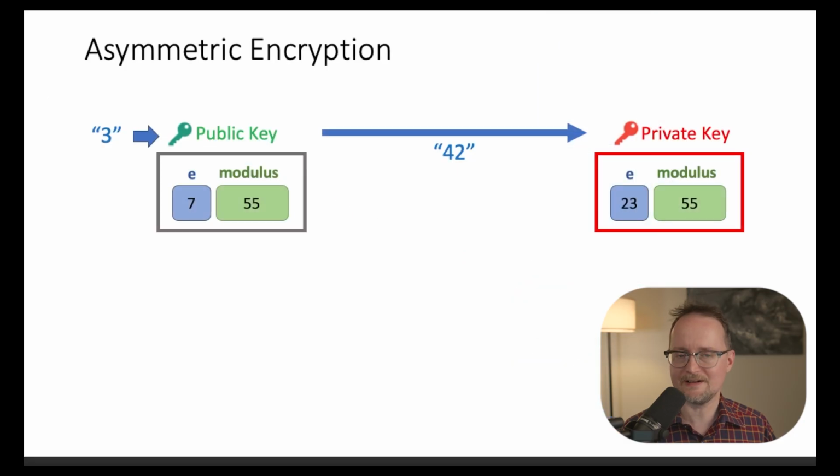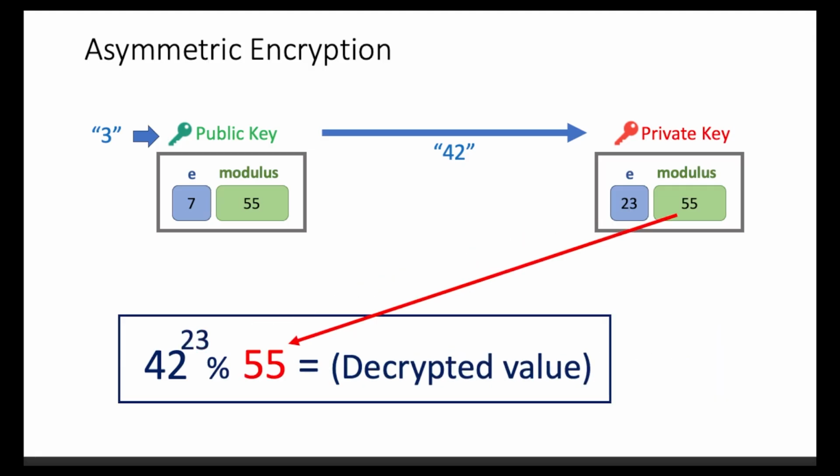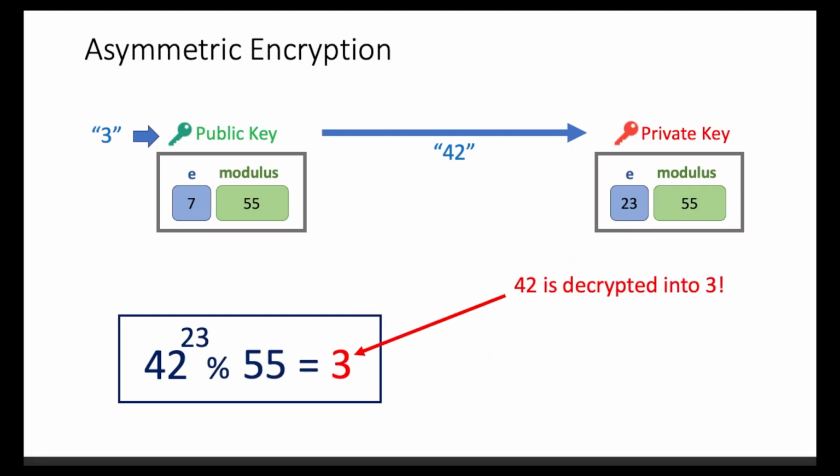The decryption operation is nearly identical to the encryption equation, except this time instead of x, we have y. We'll start by plugging in these values again. So we'll take the encrypted value of 42 for y, and we'll raise that to the exponent from our private key, which is 23. Both keys have the same modulus, and I'll drop that into the equation just like before. If we do the math, we'll get 3, which is great because we've just decrypted 42 back into 3 using our private key.